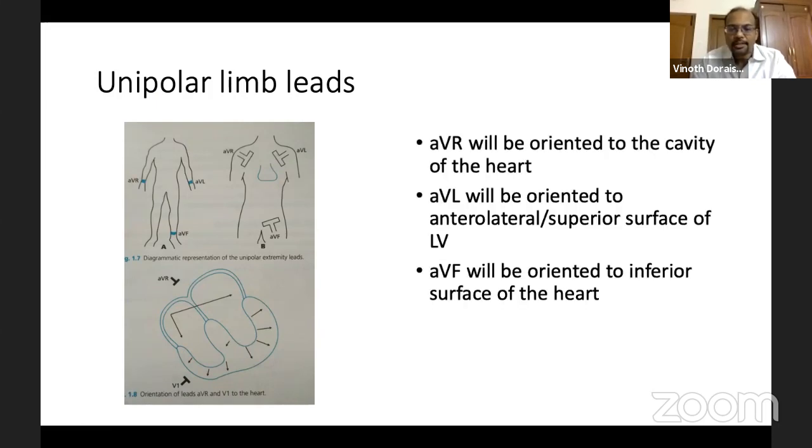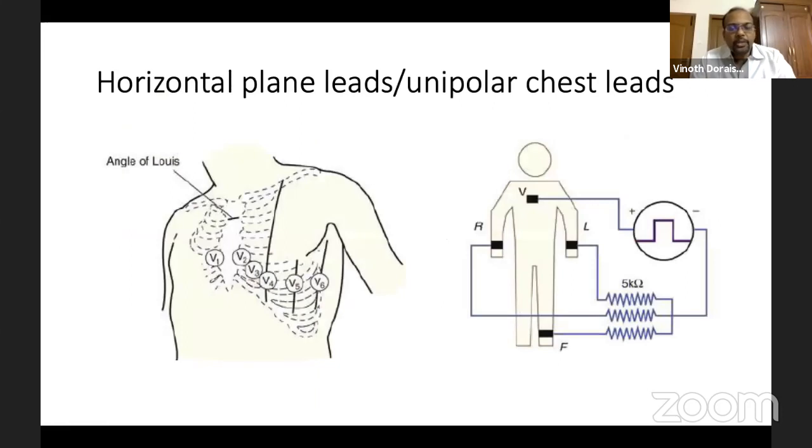Then coming to the horizontal plane leads, all the unipolar chest leads. Here in this case, the positive terminal is connected to the designated chest lead, and the negative terminal will be connected to the Wilson central terminal. That is the combination of the right hand, left hand, and left leg. Usually we use 6 chest leads, or unipolar chest leads. I'm sure you all know where they are connected, but we'll just revise.